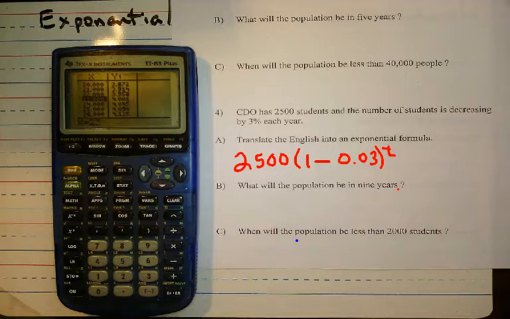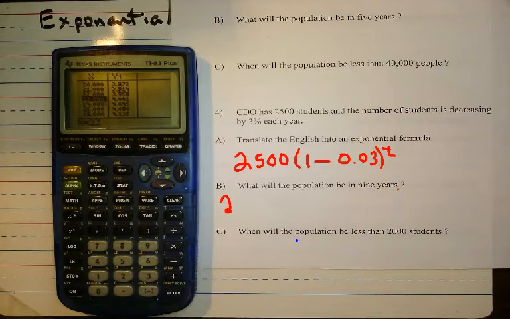That's the formula. Now, I usually say 1 minus, it's like $1 minus 3 pennies. That would really be 1 minus 0.03 would be 0.97, right? So let's write that one down here. So what's the population in 9 years?